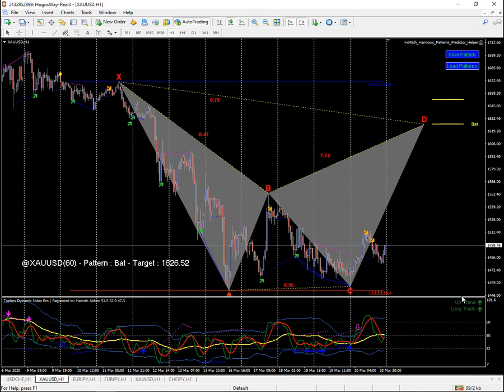Okay, now I'm going to go into the 30 minutes because that's where I have my EMAs. For me, it's very critical that the 13 and the 62 EMA cross or are about to cross on that C2D leg of the harmonic pattern. It doesn't matter which pattern it is, but this 13 and 62 must cross.